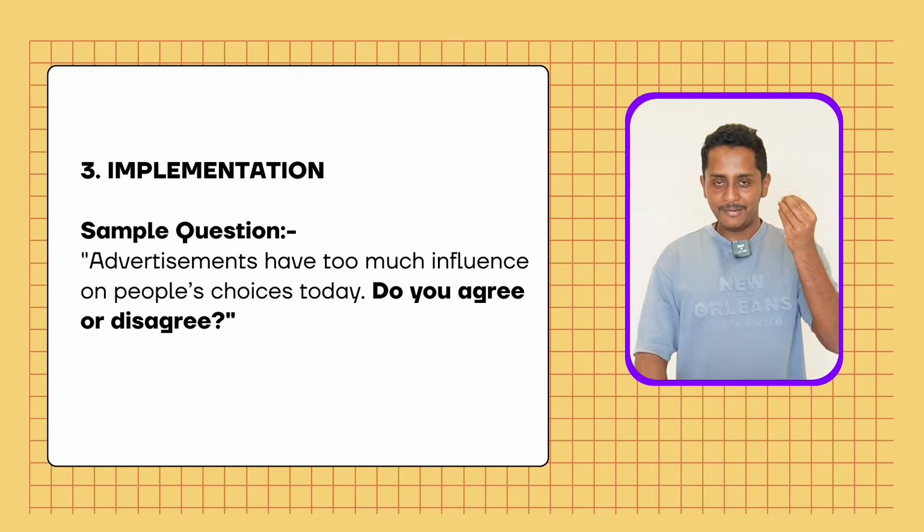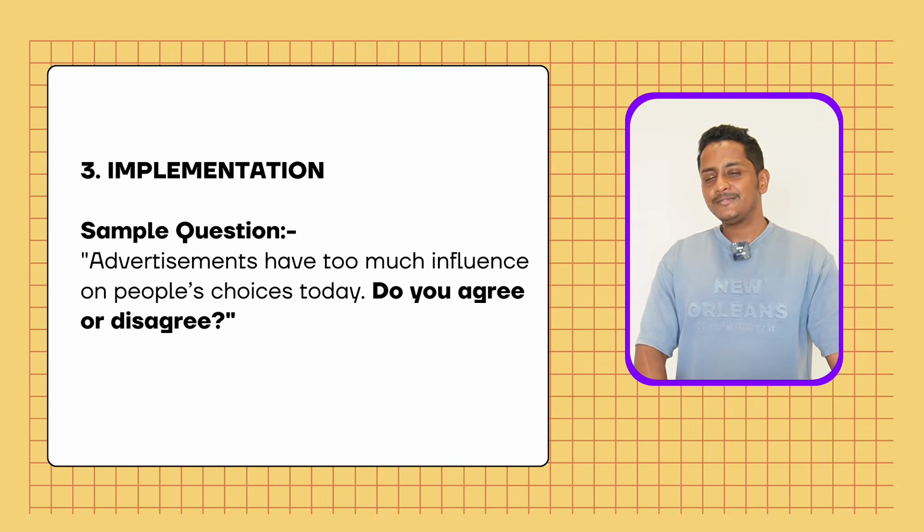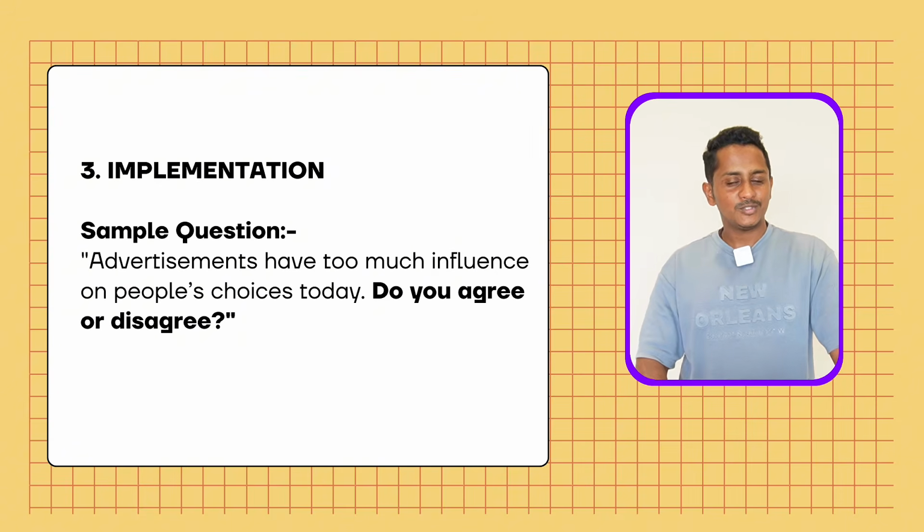The last part, implementation. Advertisements have too much influence on people's choices today. Do you agree or disagree? Before the first step, let's understand what kind of structure. The question is agree or disagree. You like ice cream or chocolate? I like ice cream. But why not chocolate also?